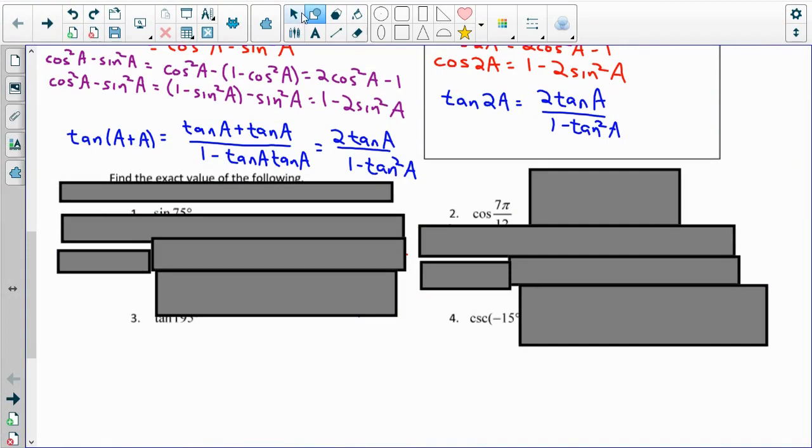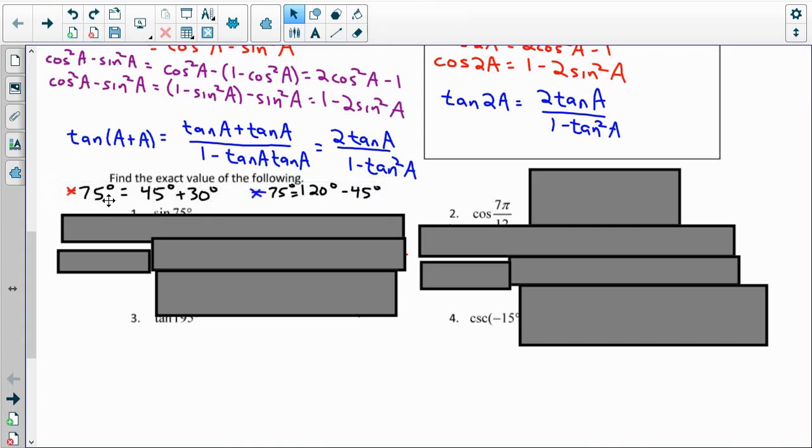We're now going to do some example problems. So we're going to find the exact value of sine of 75. You do not have to do this in two different ways, but I'm going to do it in two different ways just to make sure that you know what's going on, and that if you did it a different way than the answer key, you might still get the correct answer. So the two ways we're going to do this are 75 can be broken up into 45 plus 30, and 75 can be broken up into 120 minus 45.